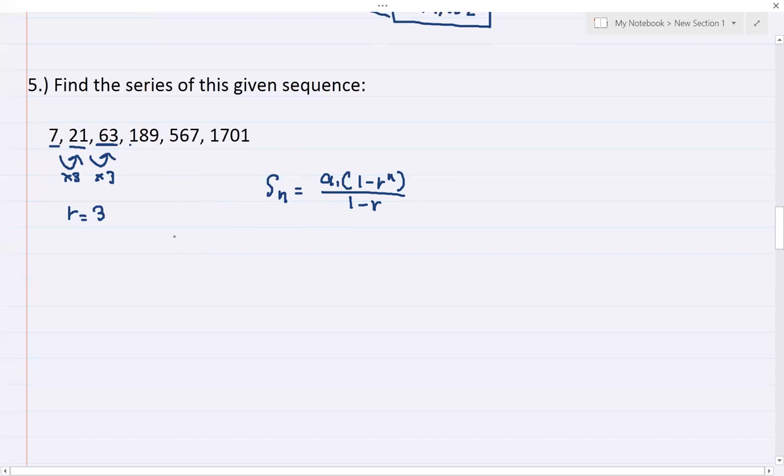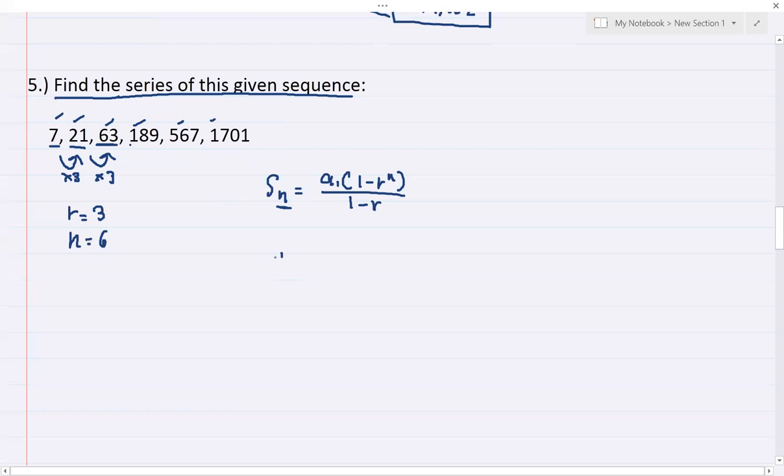Okay. So now, first we need to find your n. Okay, n is very important here. So first, how many terms are given? Because we're going to find the series of the given sequence, meaning all of them. We're going to add all of them. So how many are there? So 1, 2, 3, 4, 5, and 6. Therefore, your n is equal to 6.